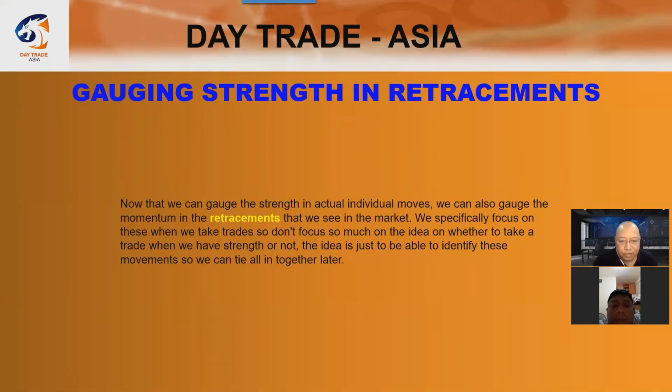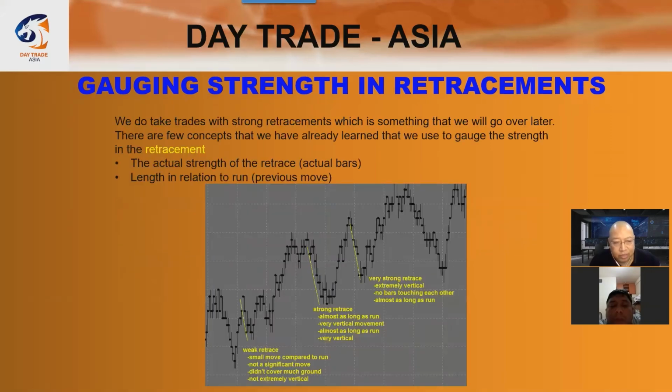So now that we can gauge the strength in actual individual moves, we can also gauge the momentum in the retracements. So if we can gauge the momentum in runs, we can also gauge the momentum in retracements. So don't focus so much on the idea of whether to take a trade when we have strength or not. The idea is just to be able to identify these movements so we can tie it all together later. So right here, we do take trades with strong retracements, which is something that we'll go over later.